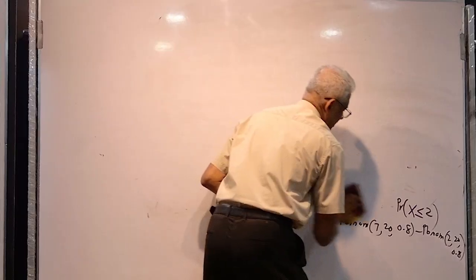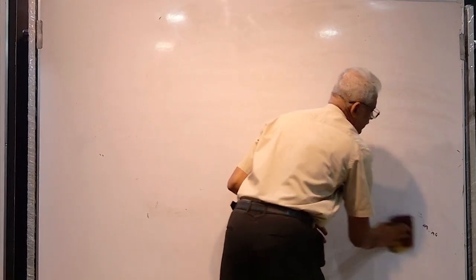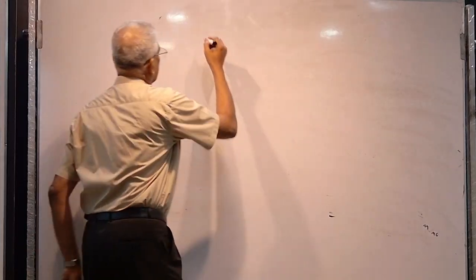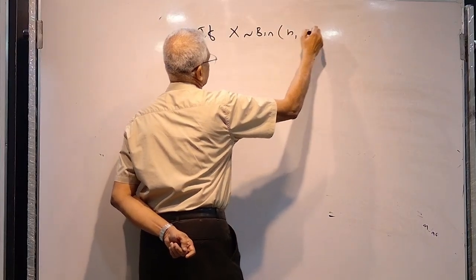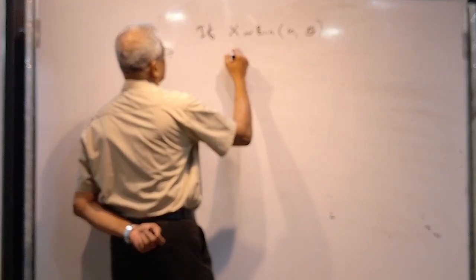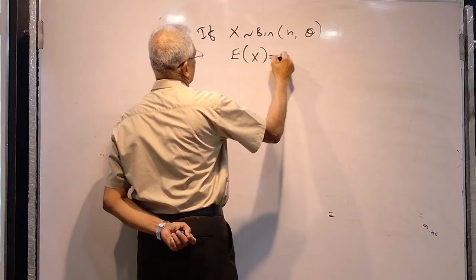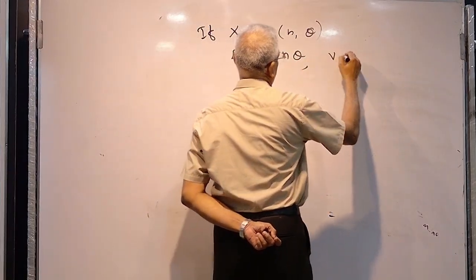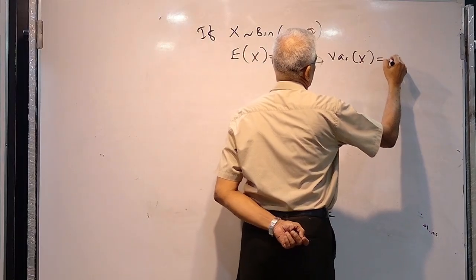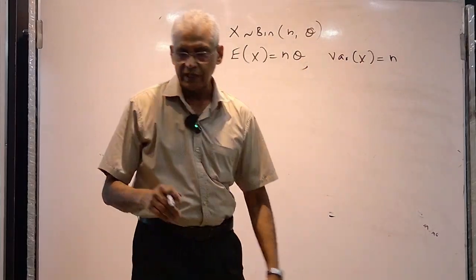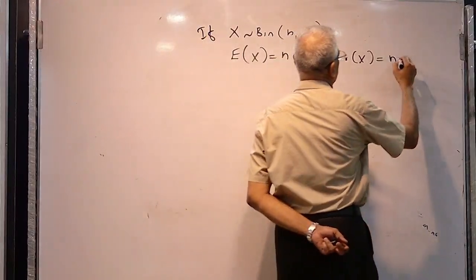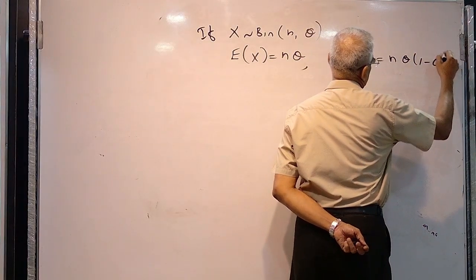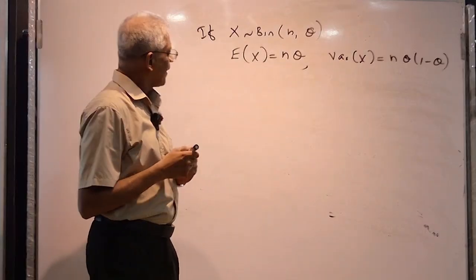Now, let us just check the meaning of the expected value. We know that if x has a binomial n, theta distribution, then we just a few minutes ago learned that the expected value of x is equal to n times theta and the variance of x is equal to n times theta times 1 minus theta. In the note you have those expressions.